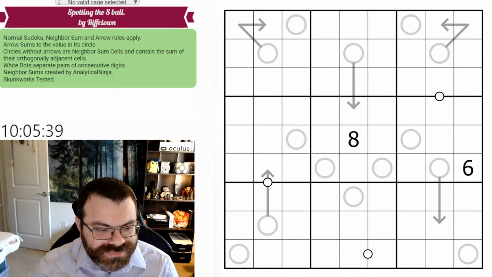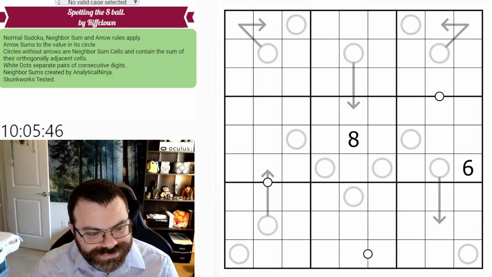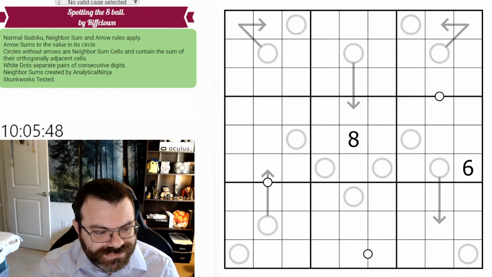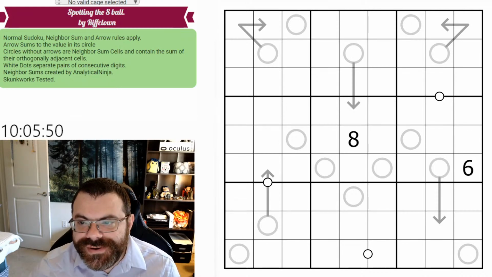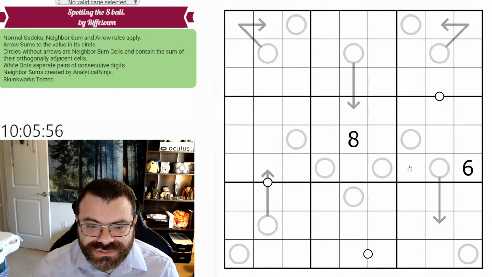You can see my clock above my head. It's AM. It's called Spotting the 8-Ball, so yeah, it could be snooker or pool.